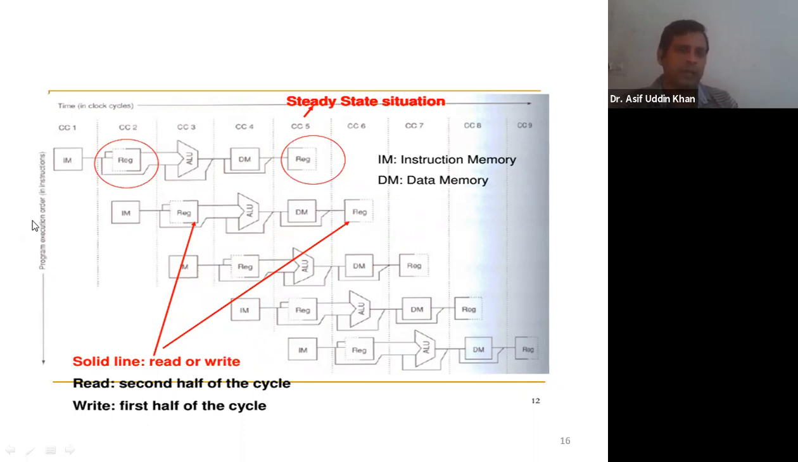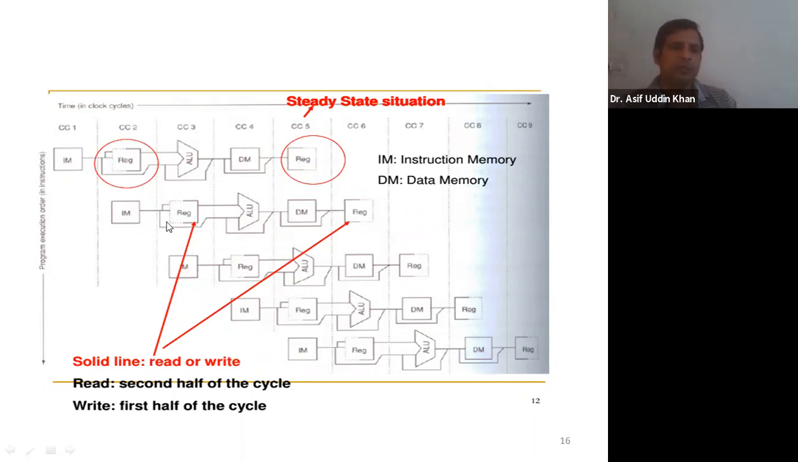These show which instruction is using what component in which stage. The first instruction uses instruction memory in the IF stage, in clock cycle number 1. It uses the register in clock cycle number 2, the ALU in clock cycle number 3, data memory in clock cycle number 4, and the register in clock cycle number 5. Similarly, the second instruction uses instruction memory in clock cycle number 2, and the other instructions use different components in different clock cycles.